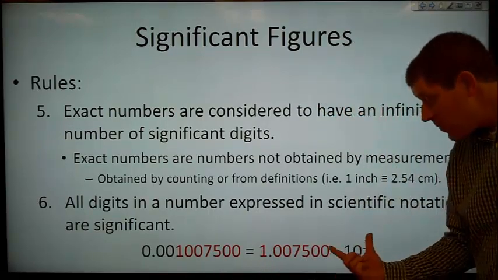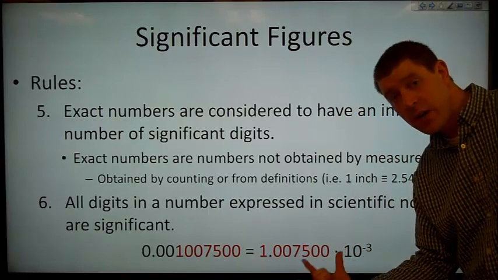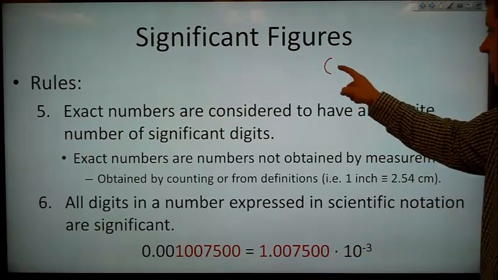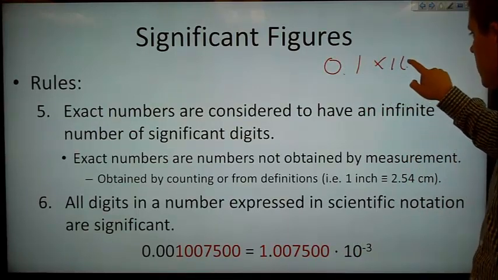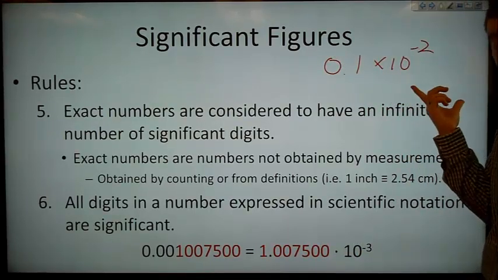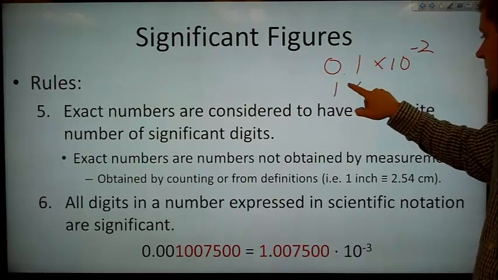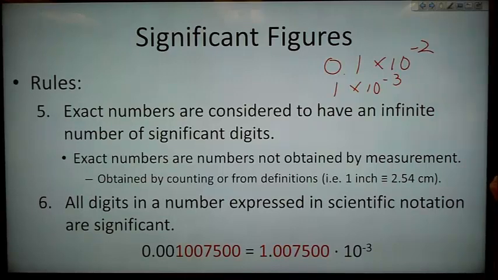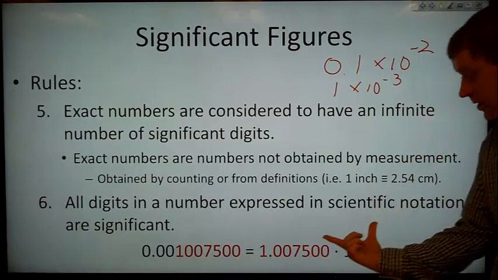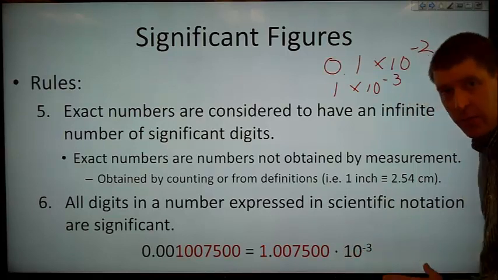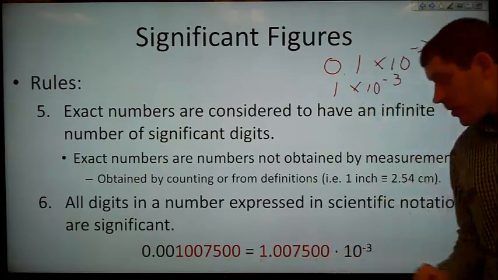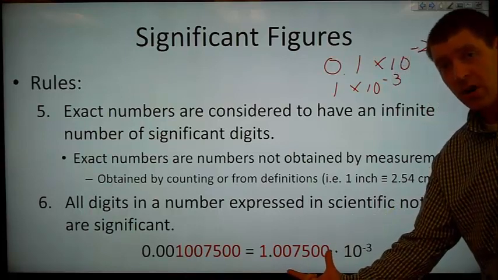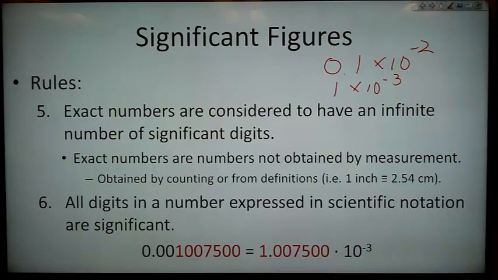Which also means that if we have some zeros in the scientific notation, they're significant. Because we never write in scientific notation something like 0.1 times 10 to the minus 2. We don't write it that way. We would write it 1 times 10 to the minus 3. So any digit that's not part of the 10 to the minus whatever, any digit that's over here, those digits always are significant. Those always count as sig figs.